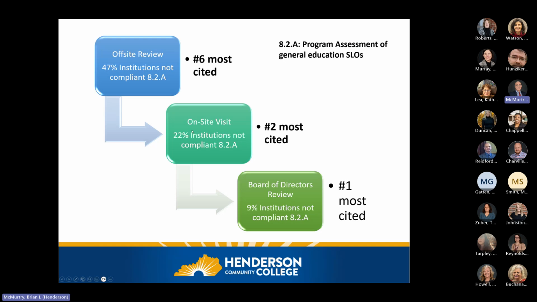Then once we get to September, October, they have an on-site visit. Institutions have had a chance to respond. That number drops from 47 to 22%. So at that point, it becomes the number two most cited. And then they have an opportunity to respond one more time, but still at the board of directors review, the number one most cited is this 8.2.A, and 9% of institutions are still not in compliance.